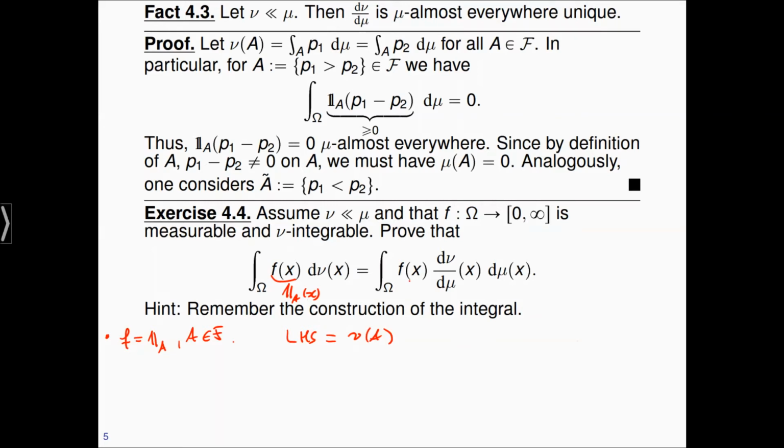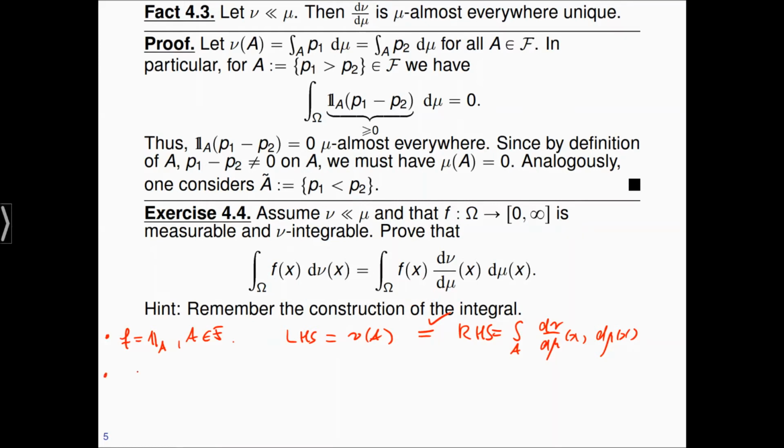What happens on the right-hand side? Well, of course, I also have to insert the indicator function of the set A here, and then what I get is the integral over the set A of d nu by d mu of x, d mu of x. And if we compare these two expressions, this is exactly the definition of the density, basically. So nu of A equals this integral because I plug in the density d nu by d mu. So these two things are indeed the same.